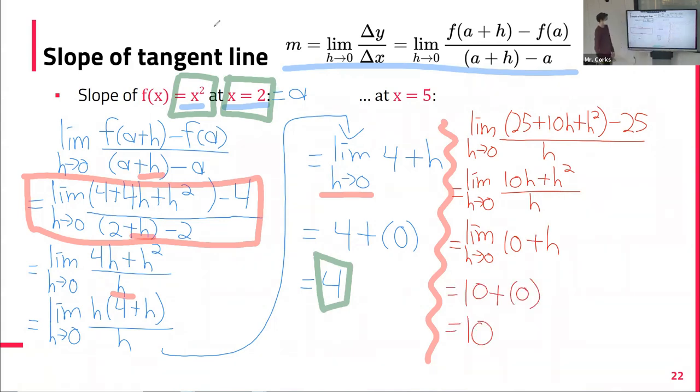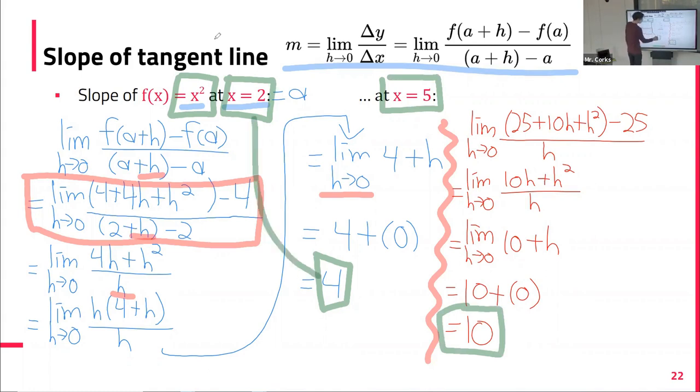10. That's it. All right, we did not run out of this. So when x is equal to 5, our slope is exactly 10. Do you notice a pattern with these here, the x value and then what the slope was?